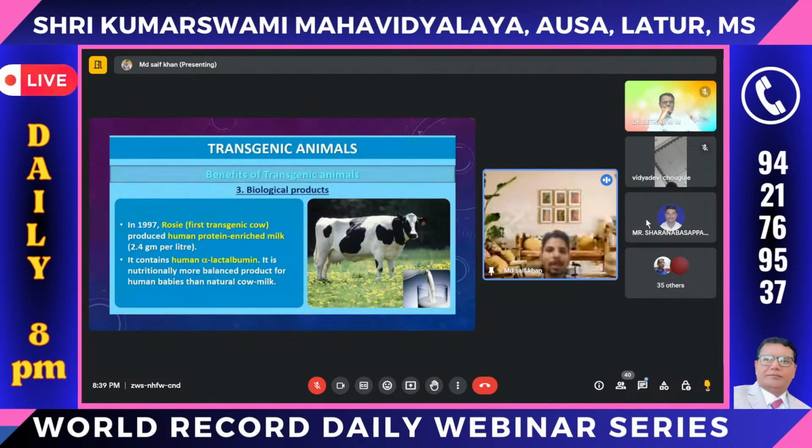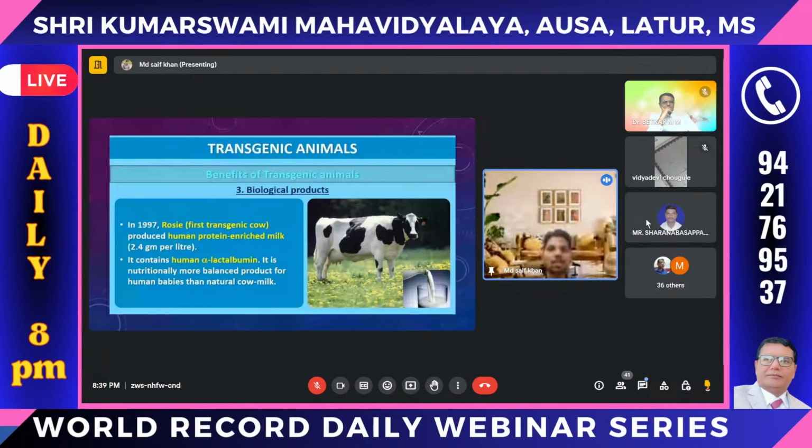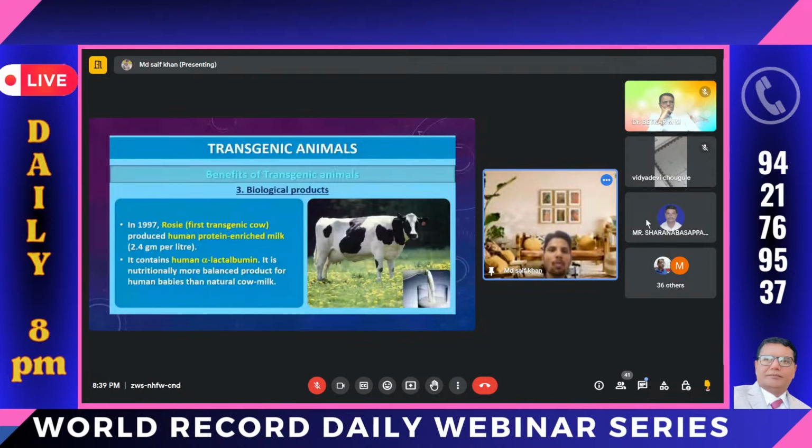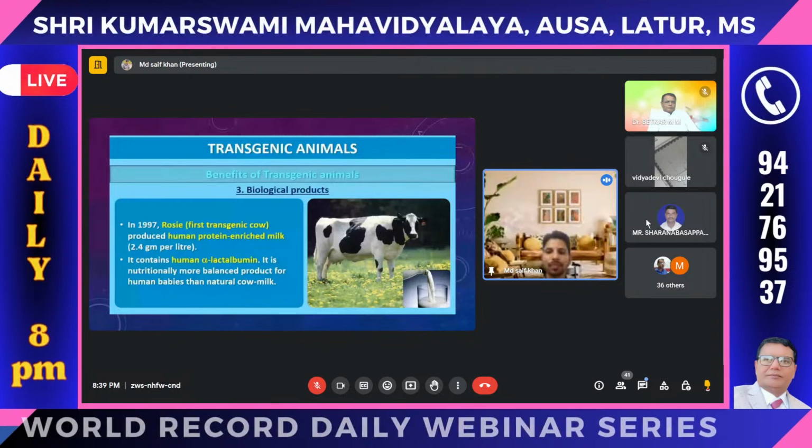In 1997, Rosie was the first transgenic cow produced, and it had human protein-enriched milk, right? It contains 2.4 grams per liter of human alpha-lactalbumin protein, right?